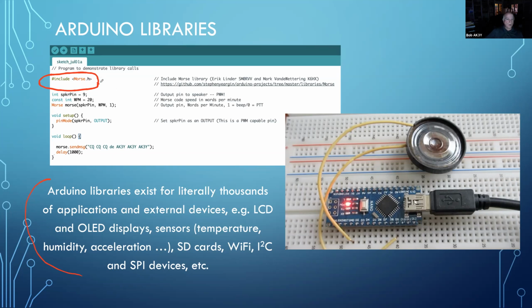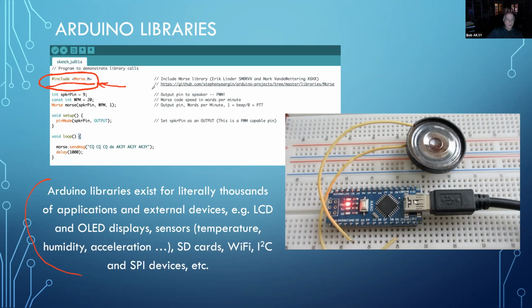So again, what we do here, in order to include a library, and again, these fellows, Eric and Mark, put this together a few years back, I put a pound include, and I type the name of the header file associated with the C code that's in that library.